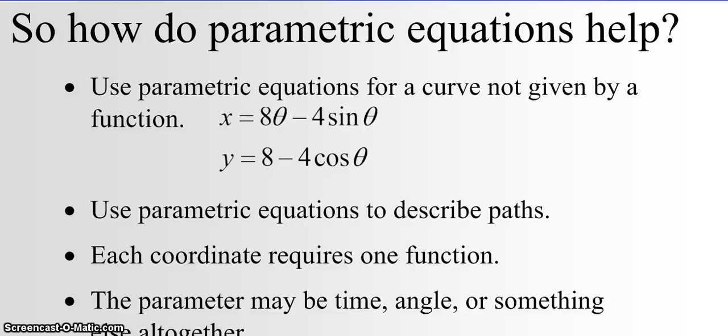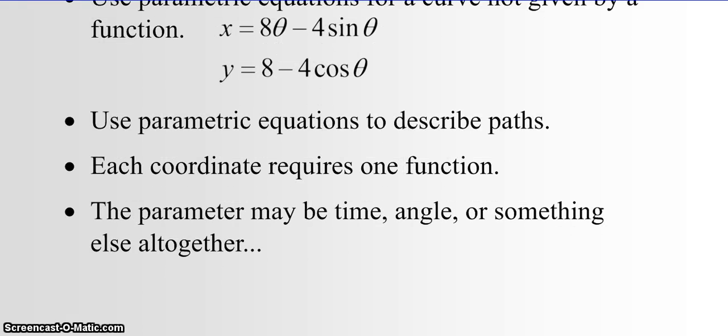Okay, so then just kind of summing up parametric equations again, how do they help? Well, they help us if we use parametric equations for a curve that is not given by a function. So for example, if I have x equals 8 theta minus 4 sine theta and y equals 8 minus 4 cosine theta. That's going to be hard to write as a function. Actually, it's going to be impossible. We can use parametric equations to describe paths. Each coordinate requires one function, and the parameter may be time, angle, or something else altogether.